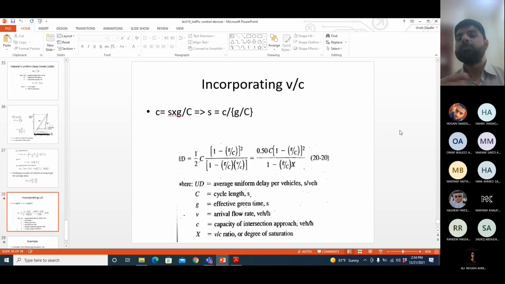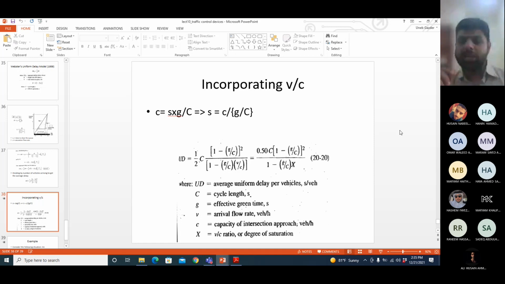The first term is cycle length itself, and the second term is the V by C ratio. Why do we incorporate the V by C ratio? Because we don't want the capacity of the signal to be equal to the flow rate in the peak hour. We want the capacity to be even higher than the flow rate in the peak hour. In the equation of cycle length, we just divided the volume by the V by C ratio as it is.